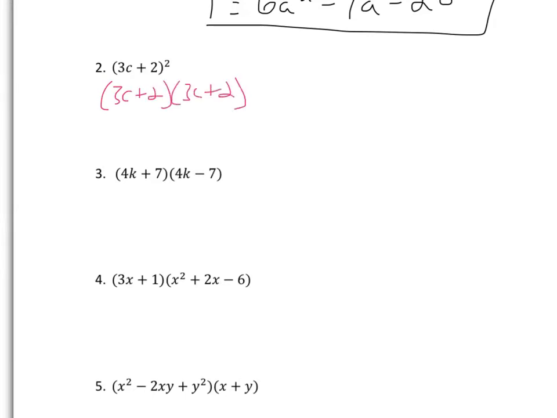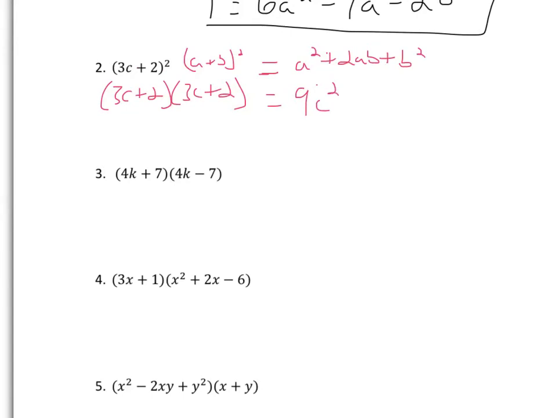Okay, now this is your a plus b squared basically, right? And if you remember what I just did, of course you could do this problem just like we did on top. It's not a problem, you can go for that. Remember that a plus b squared equals a squared plus 2ab plus b squared. Okay, so 3c squared is going to be 9c squared.